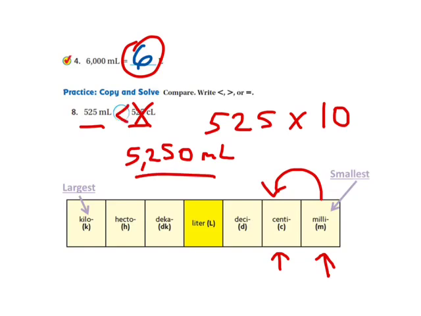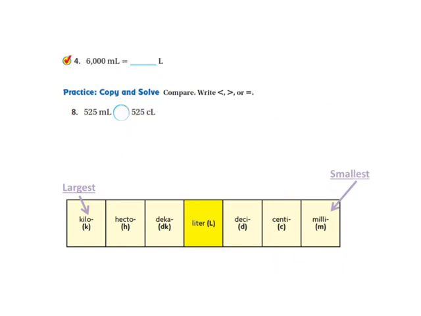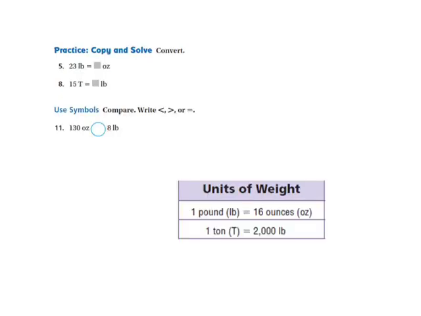Another way you can tell which one is bigger, actually, you don't even have to do any math. This has the same numbers, and I know that centiliters are bigger than milliliters, so of course it has to be like this. The centiliters, it's the same number, but different units, and the centiliters are bigger, so 525 centiliters are bigger than 525 milliliters. Okay. Then we talked about weight.